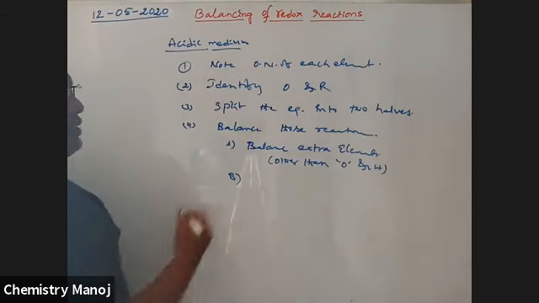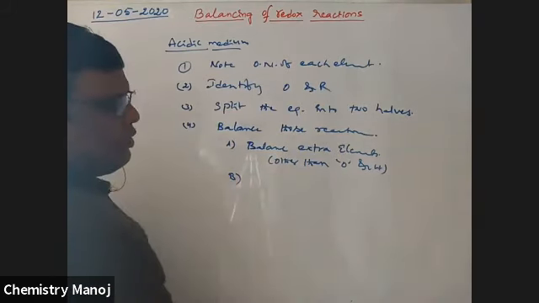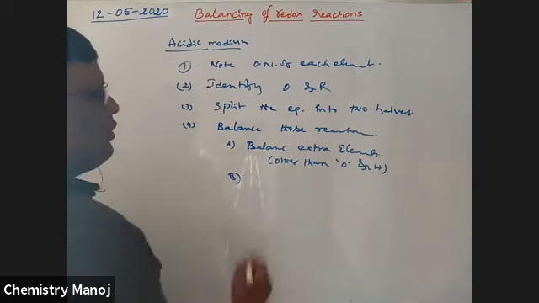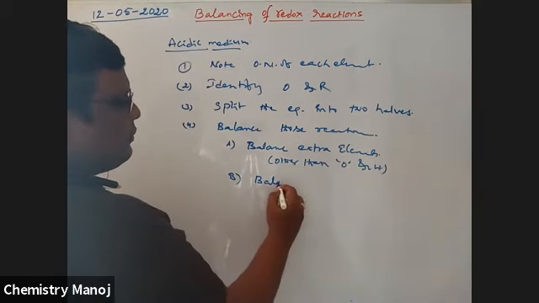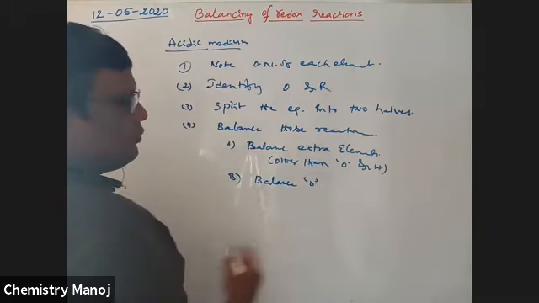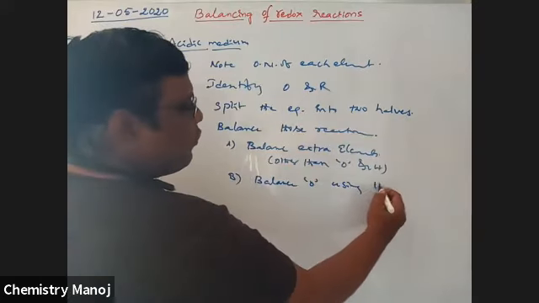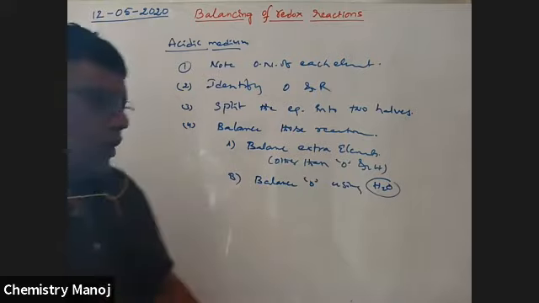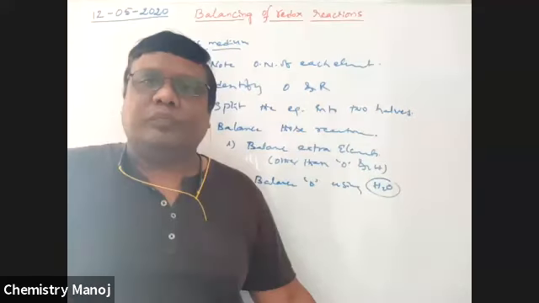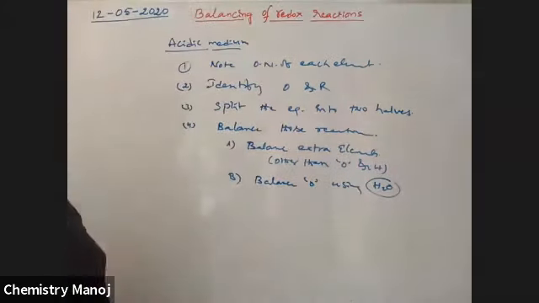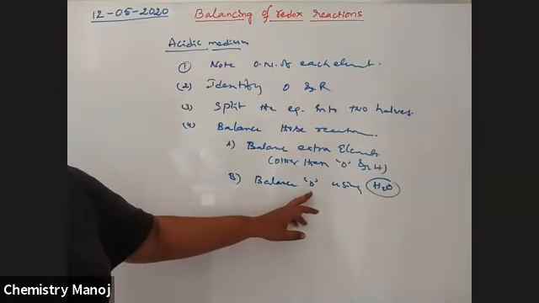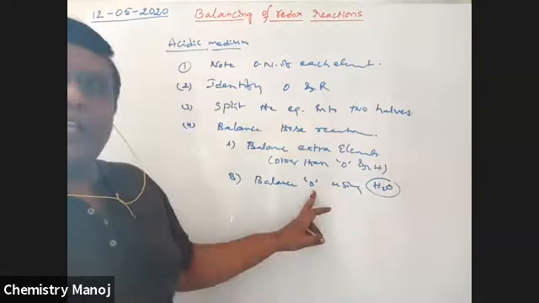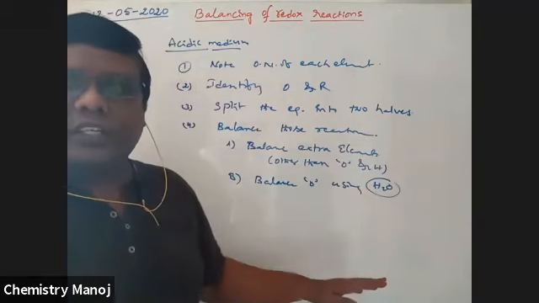After that, all extra elements are balanced. Now we have only oxygen and hydrogen. Now balance oxygen using water molecules. Be careful. For balancing oxygen, use water molecules in the required direction, the side in which oxygens are short.